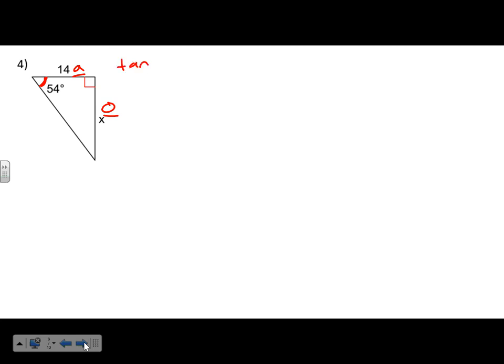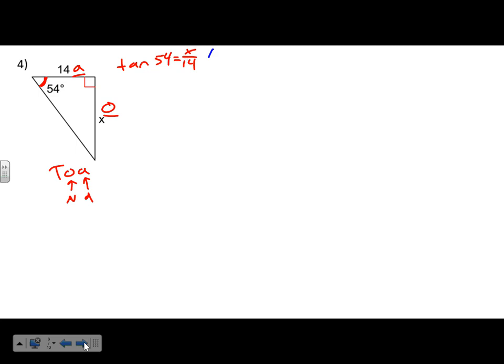So we have the tangent, what we're using. We have the opposite over the adjacent. So again, it might actually even help to put TOA. So we know the opposite over the adjacent, numerator and denominator. So that's opposite is x over the adjacent 14, and it is tangent of 54. And again, make sure it's equal to. Make sure you don't forget that equal to in there when we're solving.